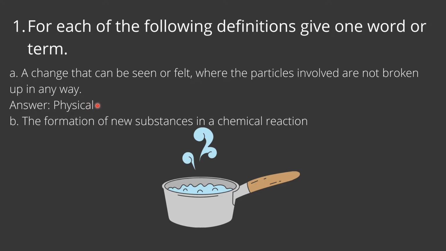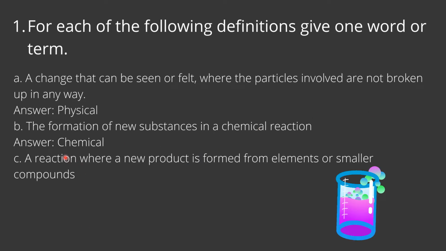You are very much correct, because we said that the difference between physical and chemical change is that during physical change there's no new substance that is formed, there's no breaking up of particles in any way. And then the second question, number B, you still have to provide a one word or a term, right? So it says the formation of new substances in a chemical reaction. What type of change do you think that is? And I'm sure you've guessed it, it's chemical.